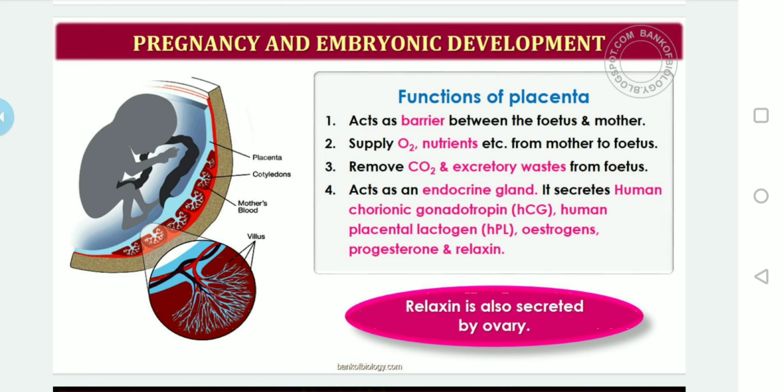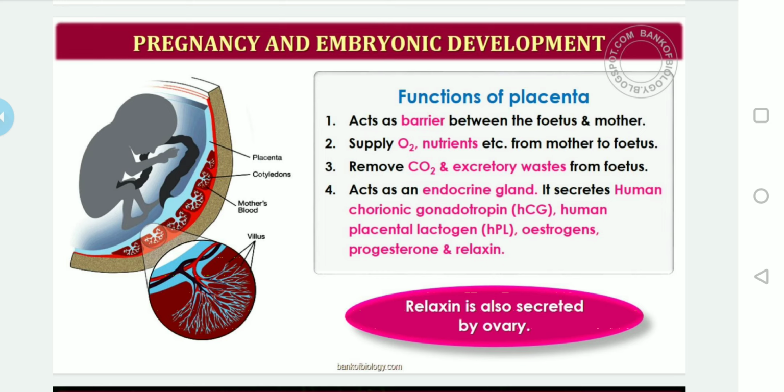Then you should write, yes, the placenta also acts as an endocrine gland because it secretes or produces several hormones like human chorionic gonadotropin, in short form also known as HCG, and human placental lactogen, that is HPL, which induces lactation. Then estrogen along with progesterone. And there is another important hormone, relaxin, also.